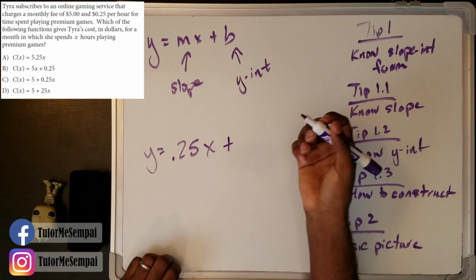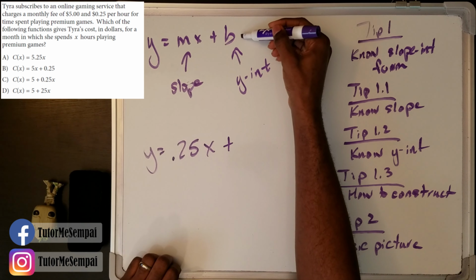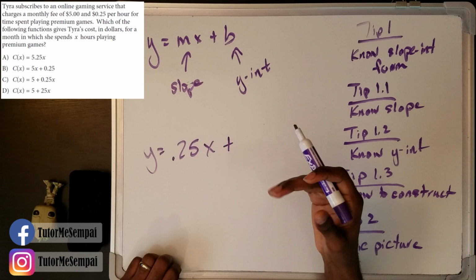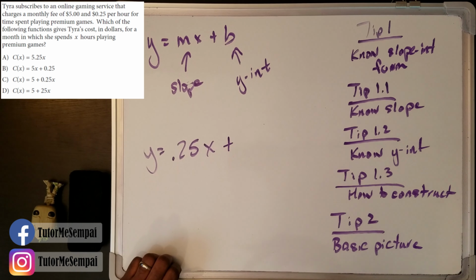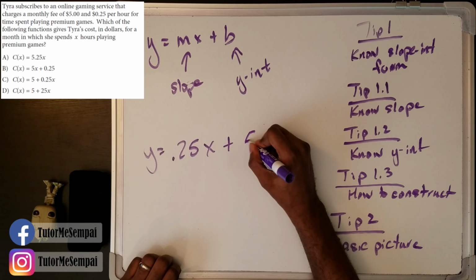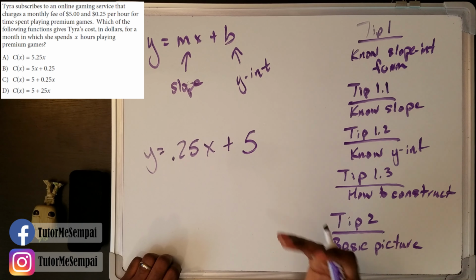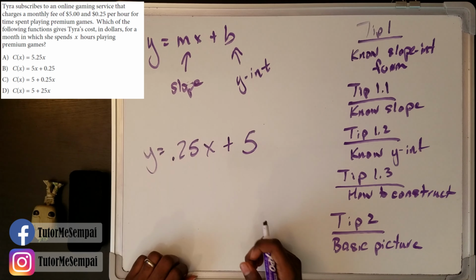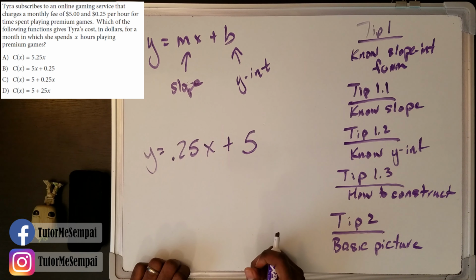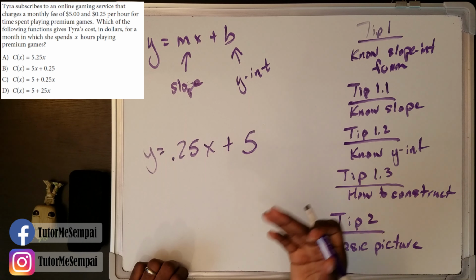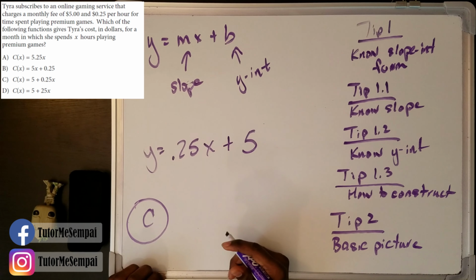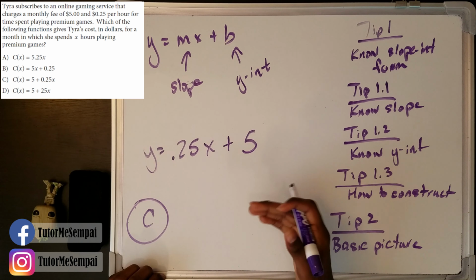And we're going to add our y-intercept. What's our y-intercept? Well, we're starting at $5 for a given month, and then it's going to go up from there depending on how many hours we play. So our y-intercept, our starting point for any month, is going to be $5. So that's how we construct our slope-intercept form. Now, do we have any answers that fit this mold here? Yes, C, right? C looks like it's 5 plus 0.25x.